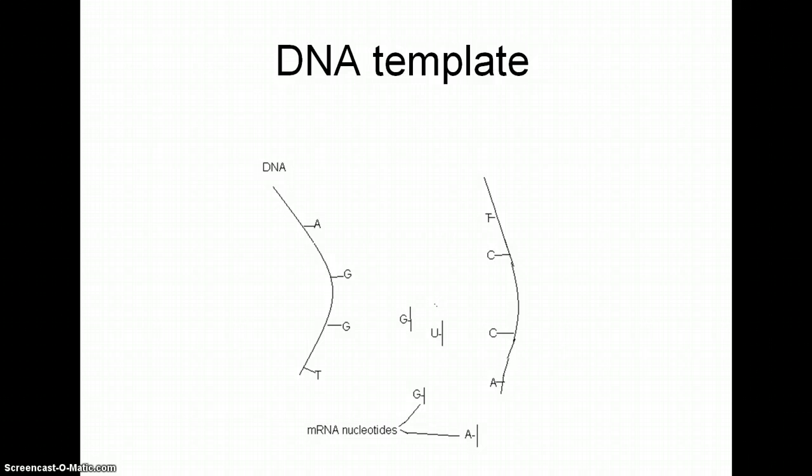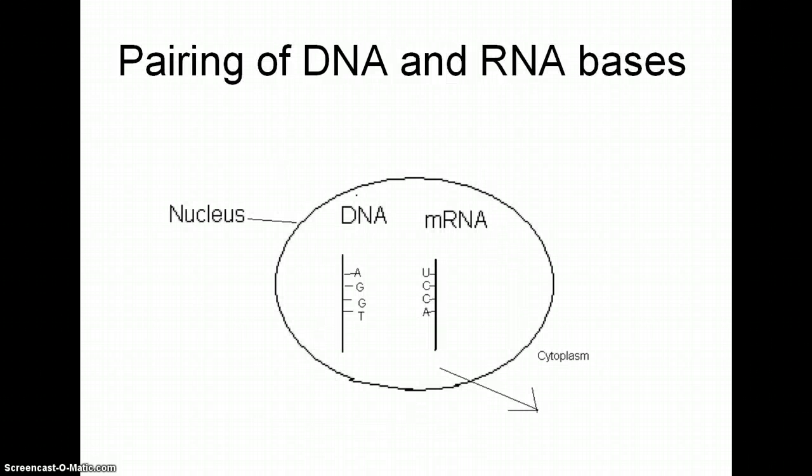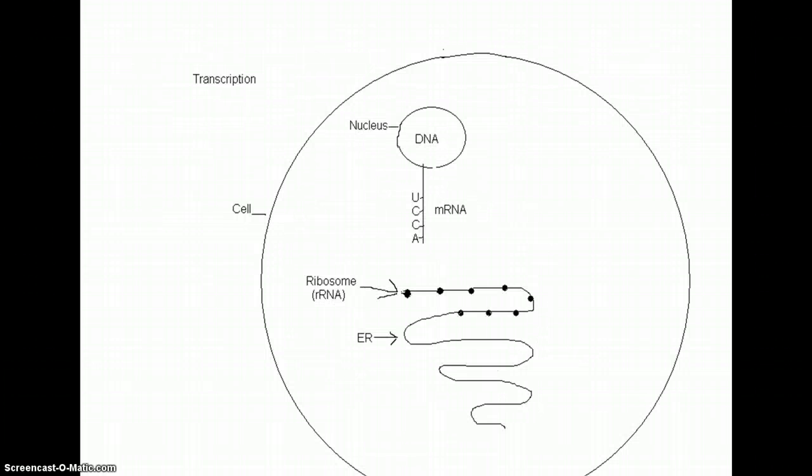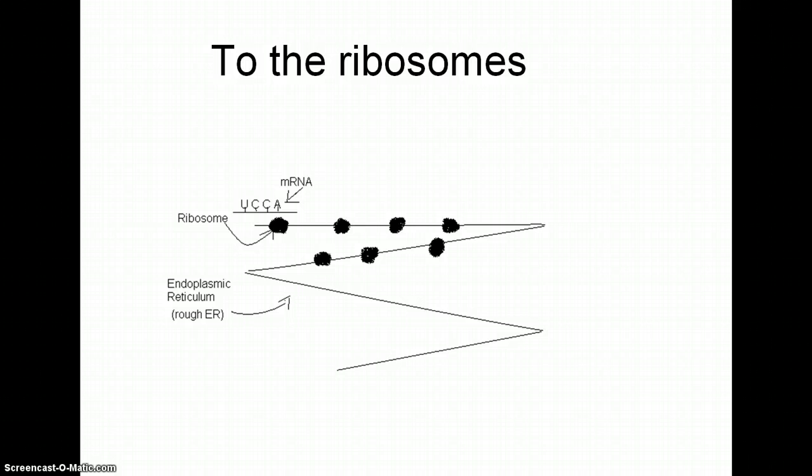Once a section is complete, the messenger RNA will break off from the DNA template, then will pass through the nuclear membrane or nuclear envelope, and make its way to the organelle called the rough endoplasmic reticulum, or rough ER, which contains ribosomes. It is at the ribosomes that proteins are assembled.